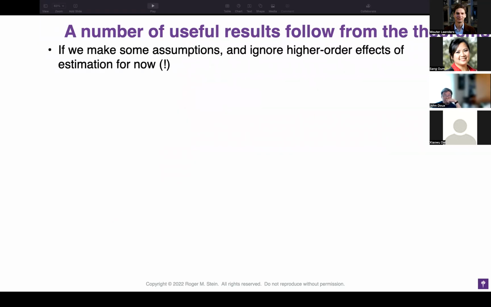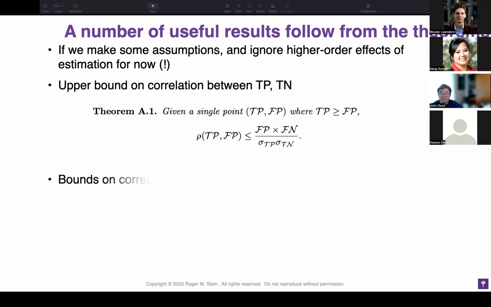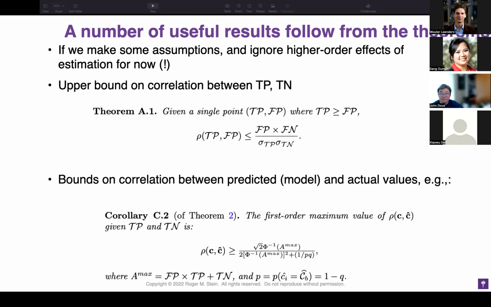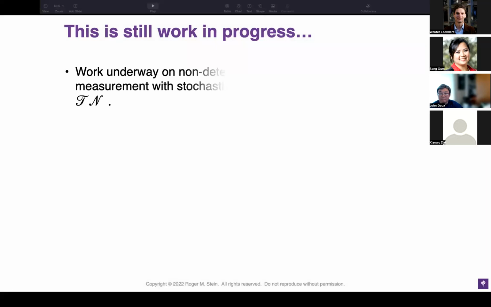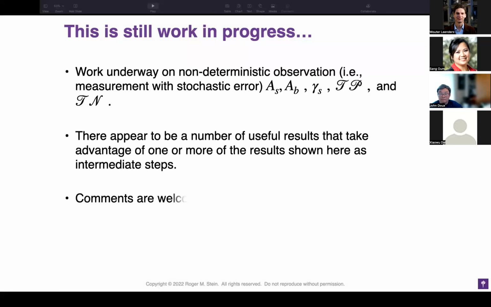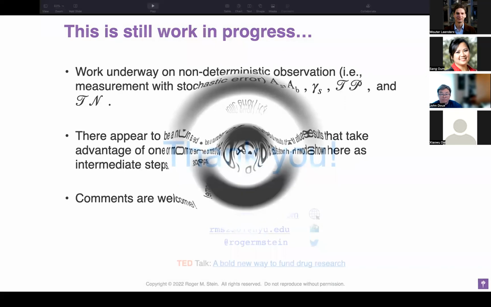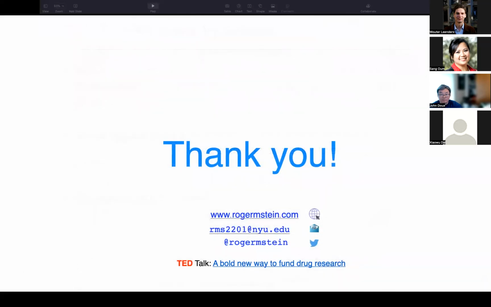I will mention that using these results, it turns out that there's all kinds of cool things that we can do about things like correlation between goods and bads and correlation between models and so on that I'm not going to have time to go into. But I'll show you a few quick theorems here. And this is still a work in progress, as I mentioned. There seem to be a number of useful results that take advantage of one or more of the results. Any comments are welcome. If you'd like to contact me because you find a mistake or you've got an idea, please feel free to do so. There's my info.